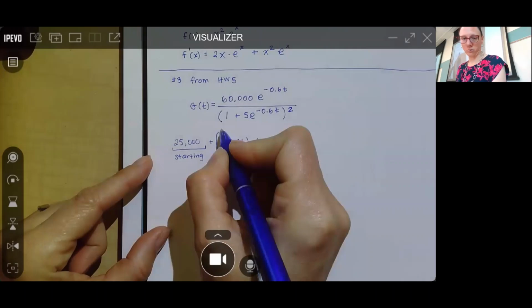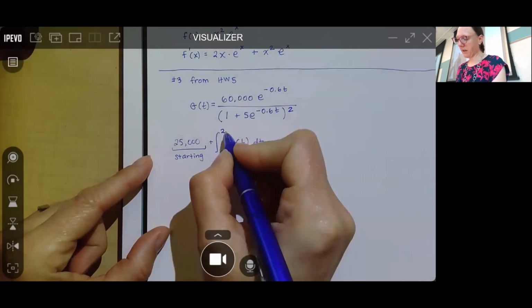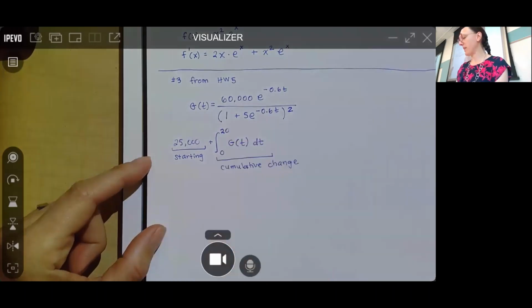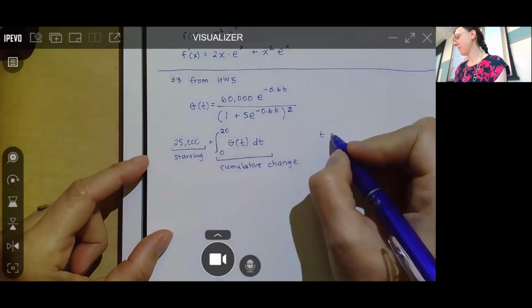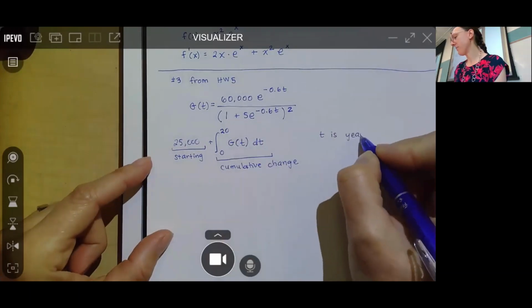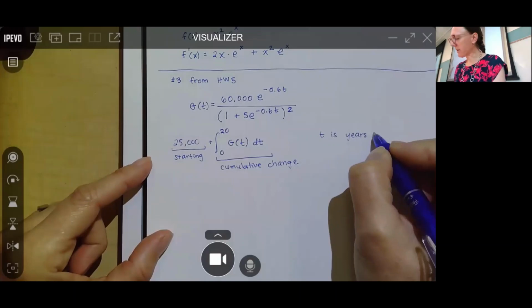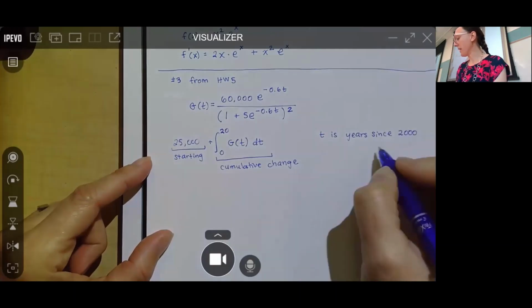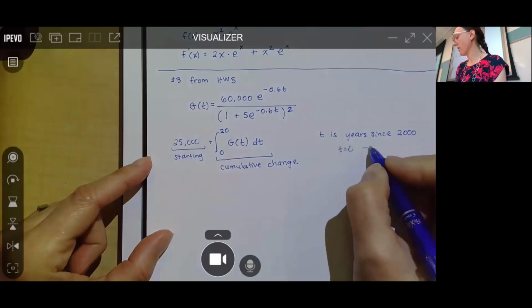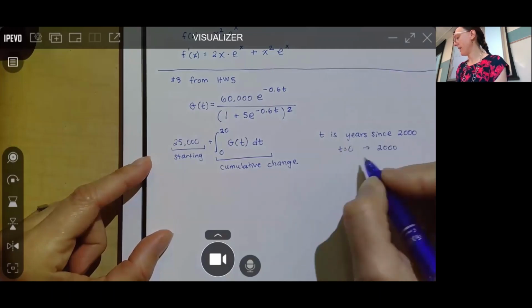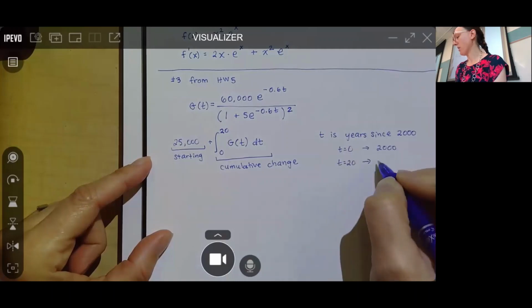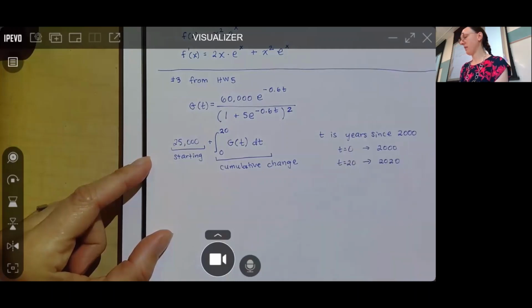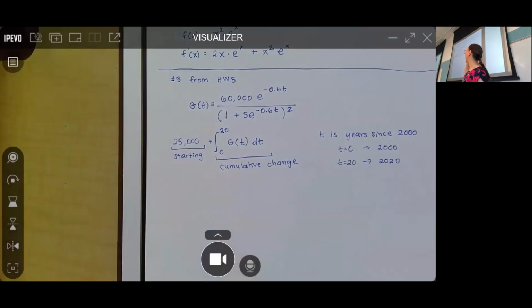0 to 20. And the reason it's 0 to 20 is because it says t is years since 2000, which means t equals 0 corresponds to the year 2000, and t equals 20 would correspond to the year 2020. So that's really our goal of what we are trying to evaluate.